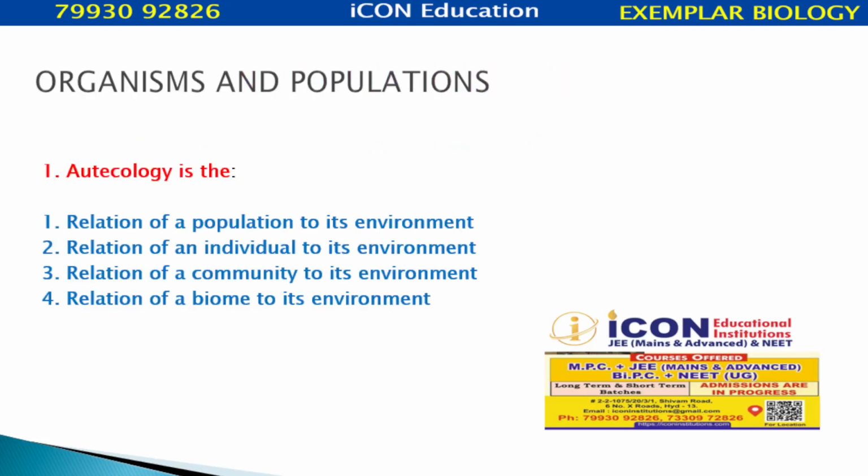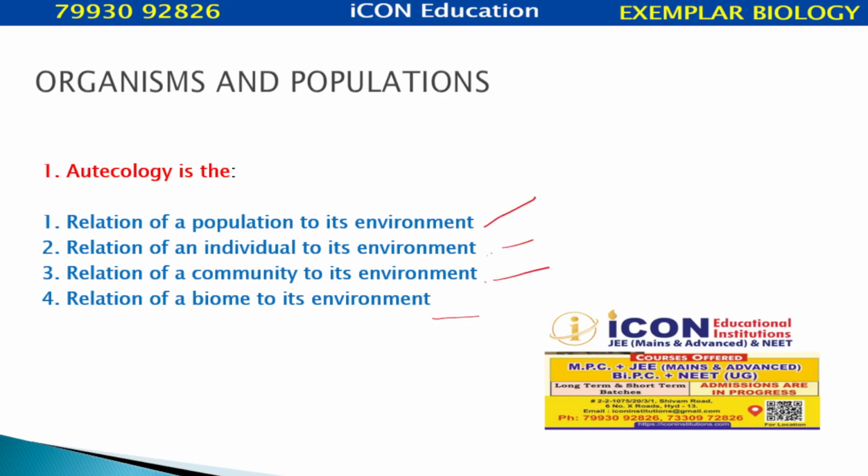Autecology is the relation of a population to its environment, relation of an individual to its environment, relation of a community to its environment, relation of a biome to its environment. Autecology, we call it species ecology, which means one particular species with their surrounding environment.